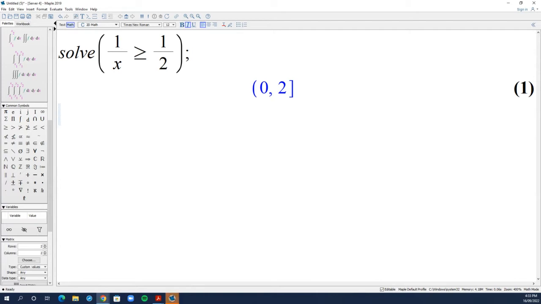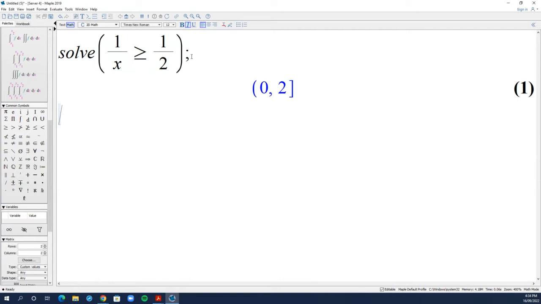So if I was writing it, it would be something like this: 0 less than x less than or equal to 2. So that's a very simple thing. The solve command, I've put in some brackets, and I've got an inequality in there. Now, see what happens if I do, sorry, I'll do it for another one.